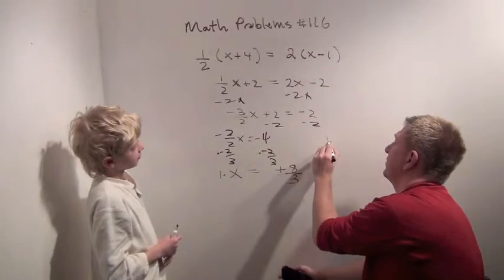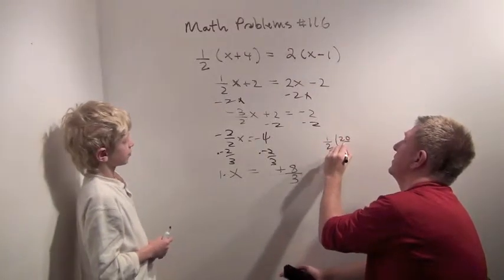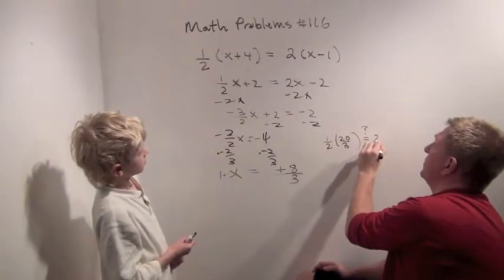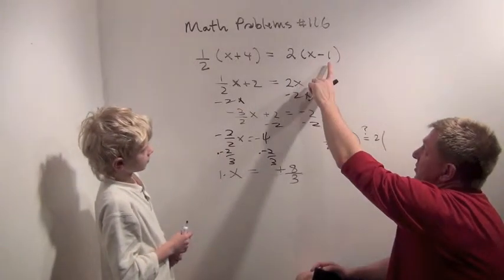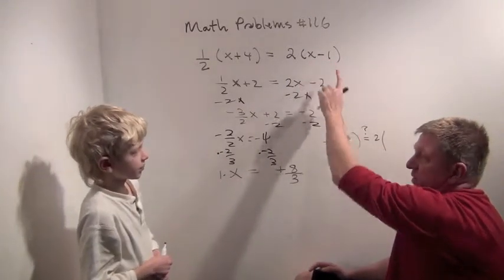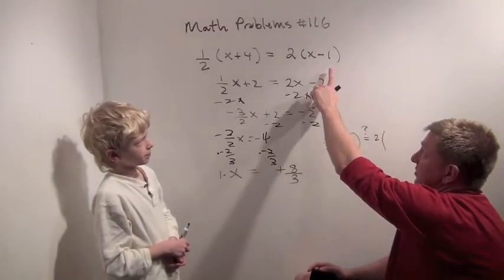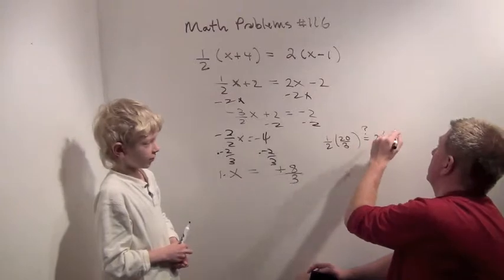So we have 1/2 times 20/3 over there. And we're wondering, does this equal 2 times, what is 8/3 minus 1? Well, how many thirds is 1? 3. So what is 8/3 minus 3/3? It's going to be 5/3.